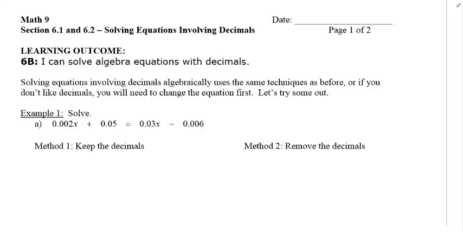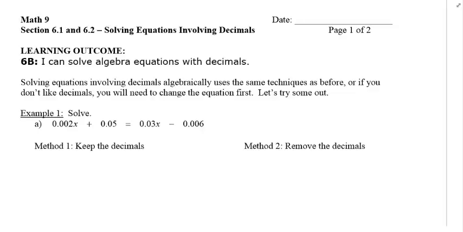Okay, we're back and solving equations again in 6.1 and 6.2. Last video we did equations with variables on both sides. We've got them again on both sides, but now there's decimals involved too. So let's see how we can do these types of questions.